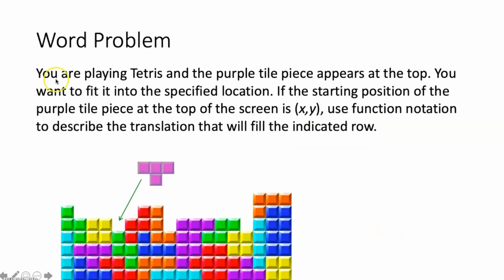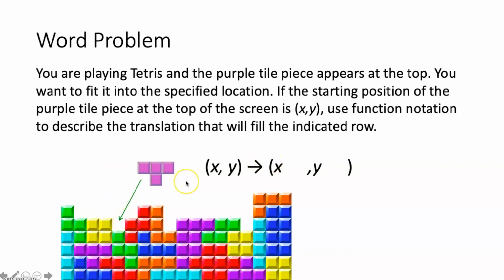Now the word problem says you are playing Tetris and the purple tile piece appears at the top. You want to fit it in the specified location. If the starting point of the purple tile piece at the top of the screen is (x, y), use function notation to describe the translation that it will take to fill the indicated row. So here's our function notation, and again, all we're doing is figuring out how far to the left and how far down does this puzzle piece have to go in order to fit into this spot.